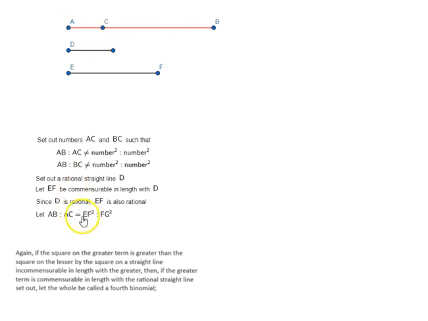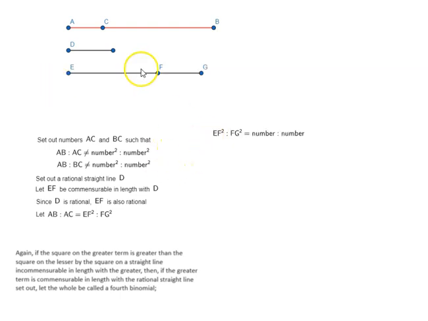Okay, let AB is to AC be equal to EF square is to FG square. Again, we don't have FG square, but we have AB, AC and EF. So we can get the square of that. So we have to find FG square. Again, we know how to do that.